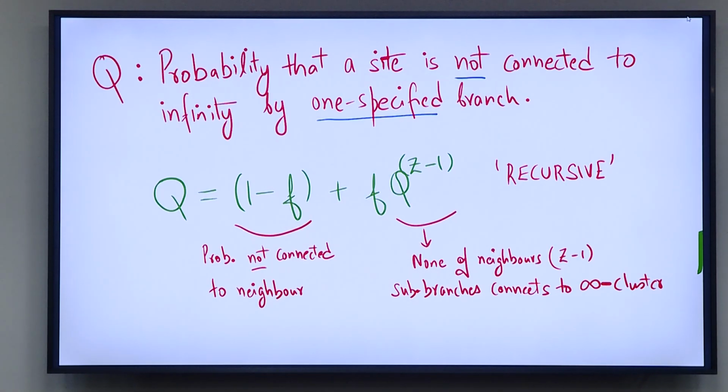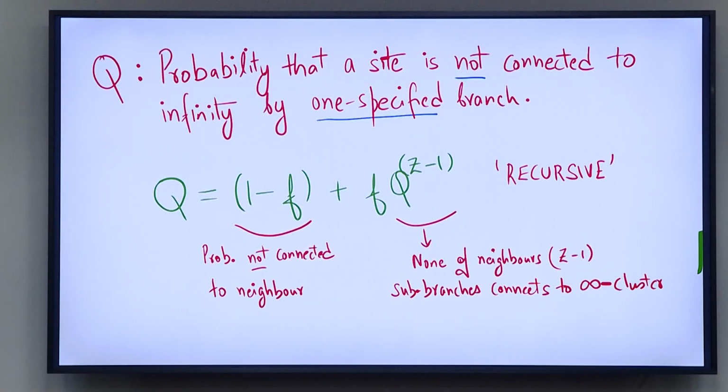But the other way could be you are connected to the neighbor, but the neighbor is not connected to infinity. Then f is the probability you are connected to the neighbor, and the neighbor should not be connected to infinity, but not through you, through the remaining sites. So that is q raised to power z minus 1.